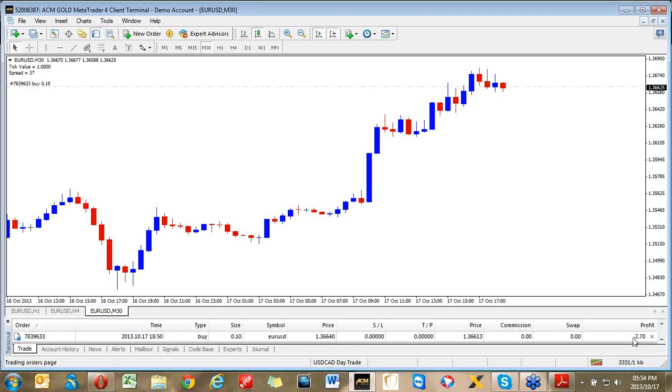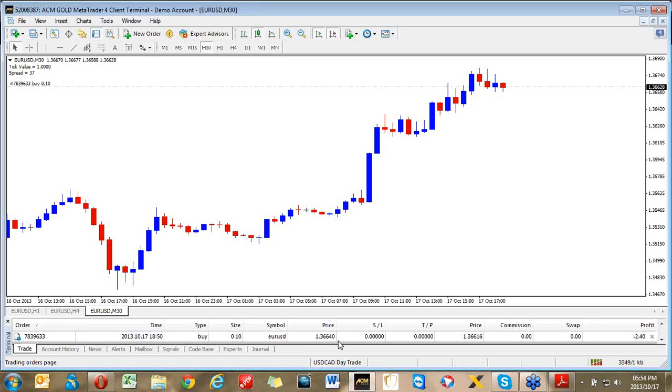So now I need to set it. Now you remember the exercise? I'm using a ratio of 1 to 3. Okay. Remember I said to you, I look at my price. There's my price there. Everybody happy? 1.36640. That 0 is my pipette. Correct. The 4 is my pip value. It's the 4th decimal place.